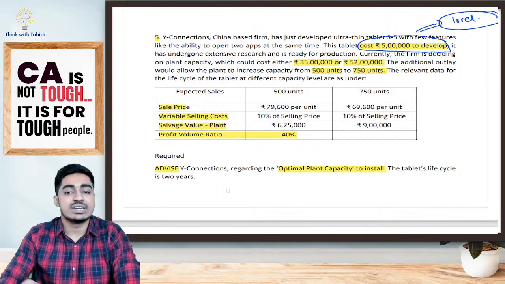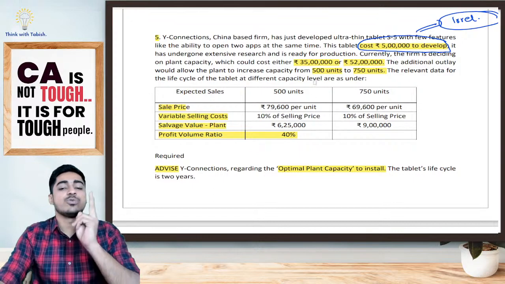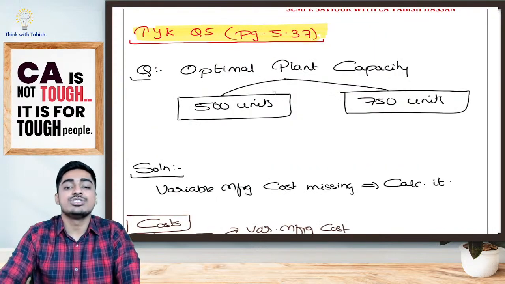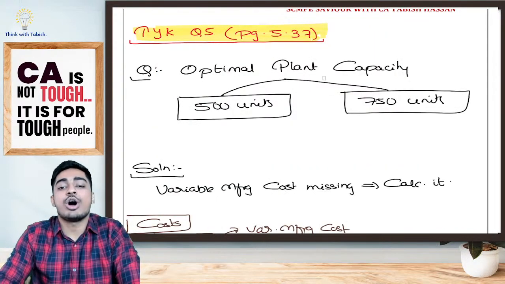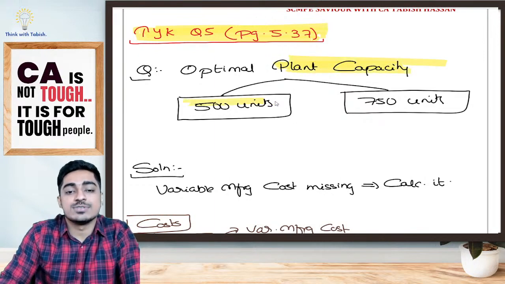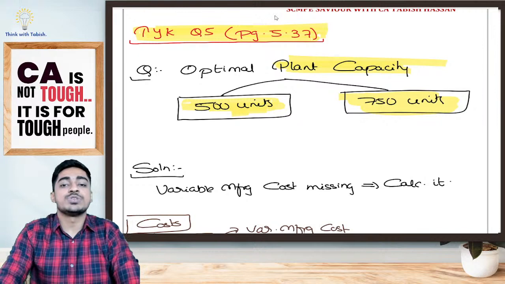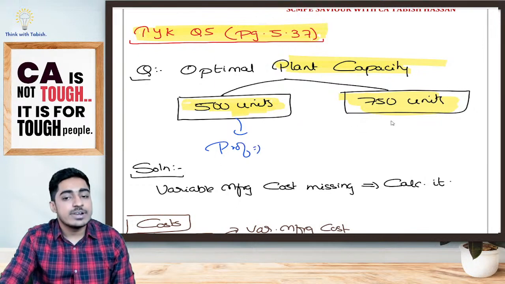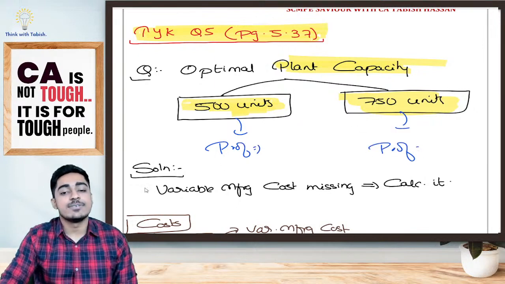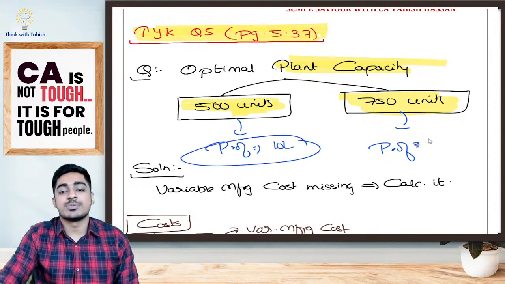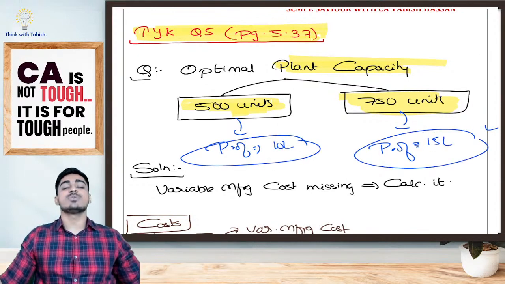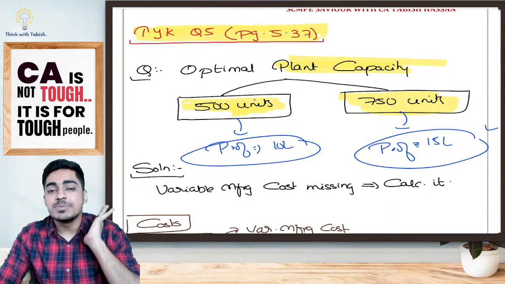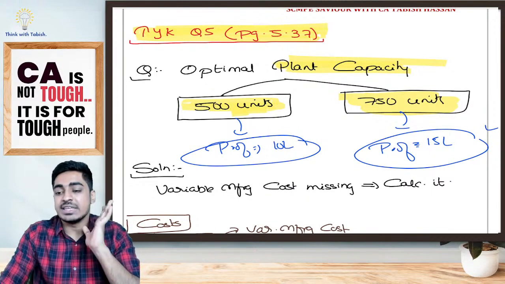What is the question trying to tell? We have produced a tablet. Now we have two options: either we can produce 500 units or we can produce 750 units. Which one will we opt for, financially? We calculate the profit we get if we produce 500 units and the profit if we produce 750 units. Suppose here the profit is 10 lakh and here it is 15 lakh. Ultimately, businessmen will choose wherever profit is maximum. This is what is required in this question.